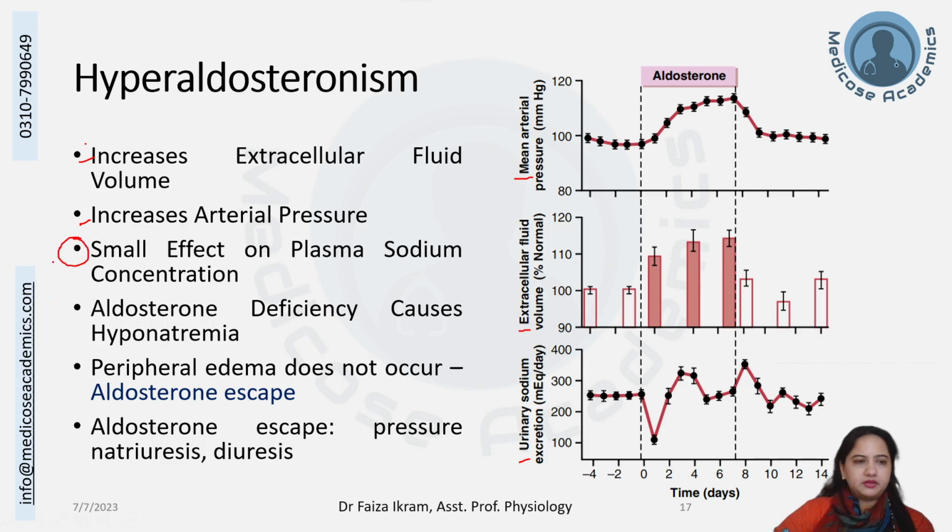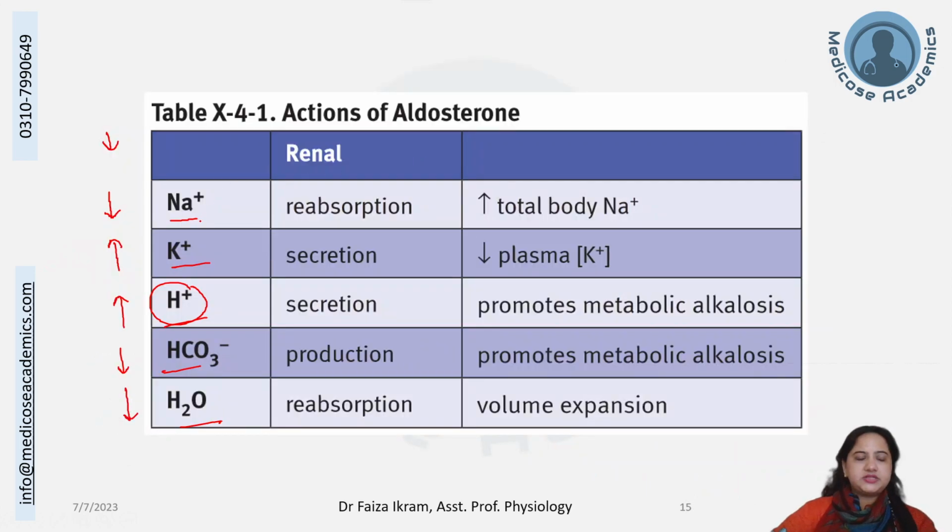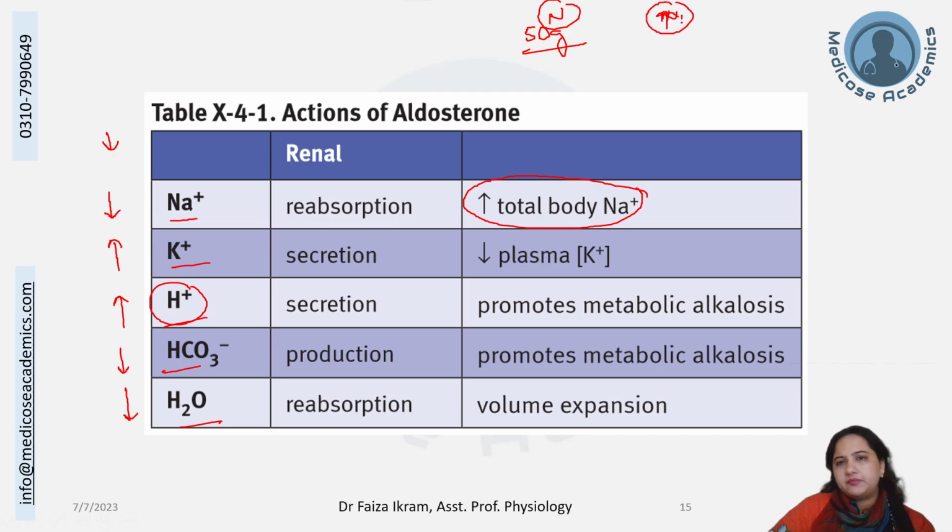But there is little effect on plasma sodium concentration. Why? Once we said that sodium is more, we said total body sodium has increased. For example, if the total amount, just talking in hypothetical terms, was 50 grams in a normal person, after excessive reabsorption, sodium might be now 80 grams in this person in which there is excessive aldosterone.